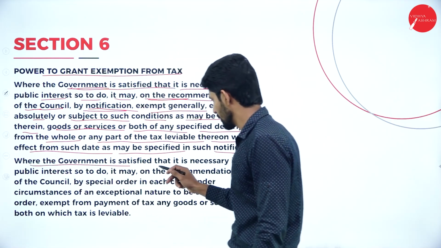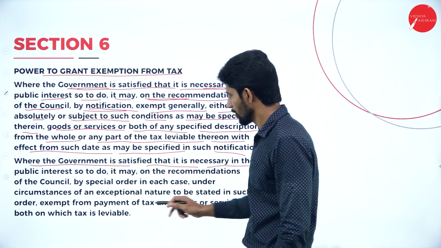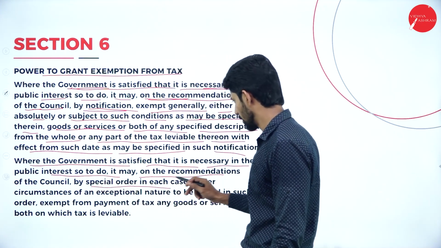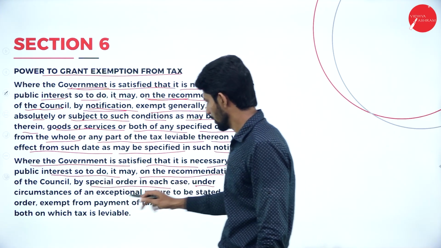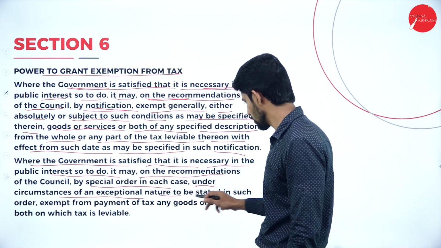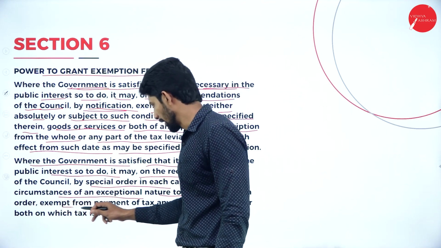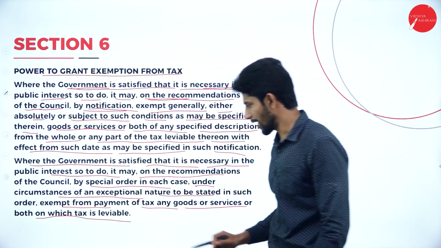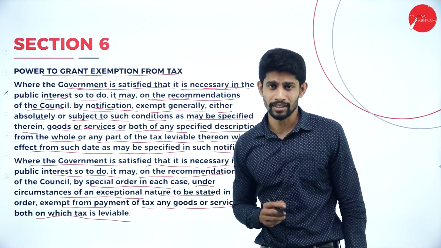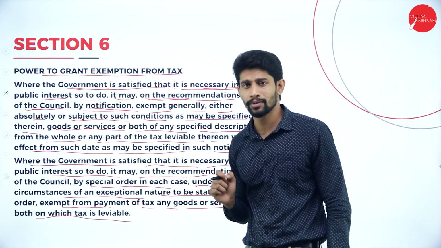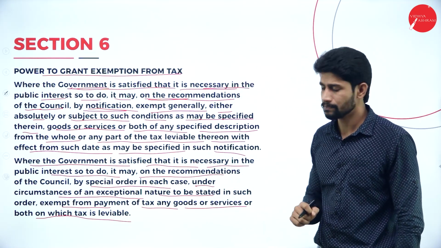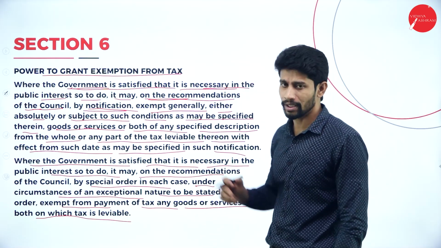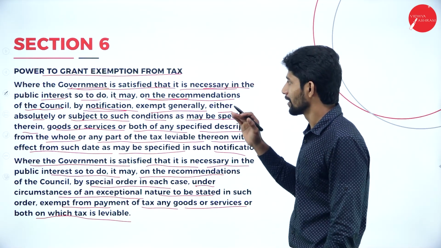So where the government is satisfied that it is necessary in the public interest so to do, on the recommendations of the council, by special order, in each case under circumstances of an exceptional nature to be stated in such order, exempt from payment of tax any goods or services or both on which tax is leviable. Yes, only in special cases, only in particular circumstances, the government will have the right to give exemption from the payment of tax. So based upon the condition, they have the power to grant exemption from paying tax.